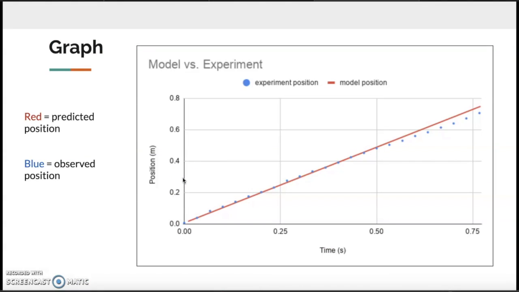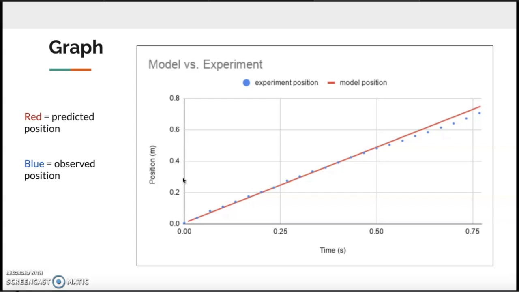This is the graph of my data. As you can see, the red is equal to the predicted position I got from my computational model, where the blue is equal to the observed position. As you can see, they are pretty close to one another. At about 0.5 seconds, the model graph increases faster than the observed graph. This is showing that the model predicted that the ball would travel further than it did.